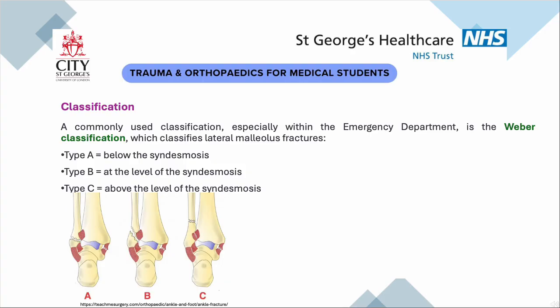You need to be aware that, as with all fractures, there is a classification, but you don't need to know too much about it. Typically, the Weber classification is used, with a type A fracture being below the level of the syndesmosis, a type B fracture being at the level of the syndesmosis, and a type C fracture being above the level of the syndesmosis, as seen in the diagram here.